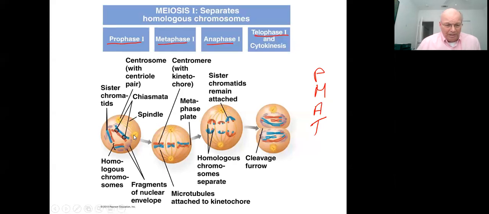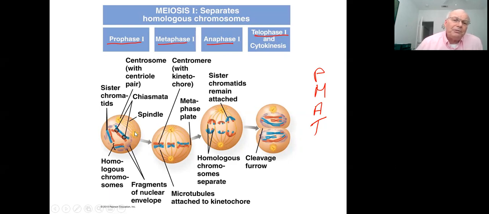The spindle is forming, nothing new there, being generated by the migrating centrosomes as they move apart from each other. The nuclear envelope eventually breaks down, nothing new there. Eventually, microtubules from the spindle start to engage with the chromosomes via the kinetochores, nothing new there. But it's not with the individual sister chromatids, it's with the individual homologous partners.